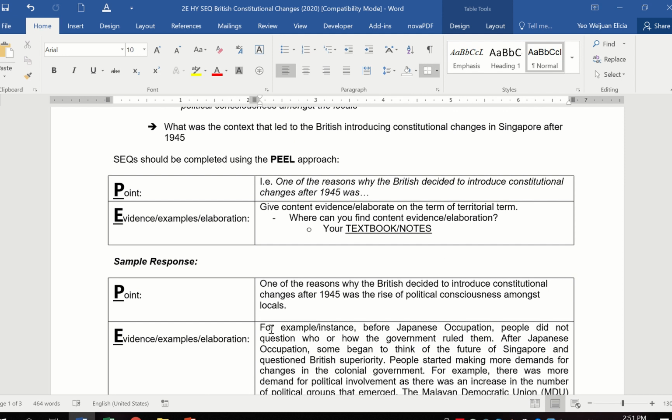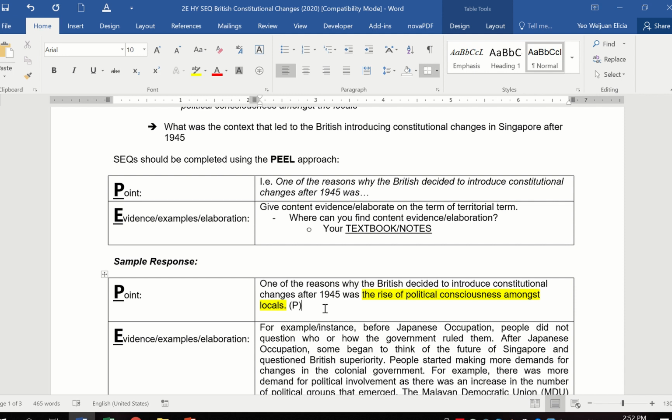So now, let's focus on here. The point that we have chosen to use is the rise of political consciousness. So how do you start your answer? The question asks you, explain why the British decided to introduce constitutional changes. So I can start my paragraph by saying, one of the reasons why the British decided to introduce constitutional changes was the rise of political consciousness among locals. So this is my P, my content point.